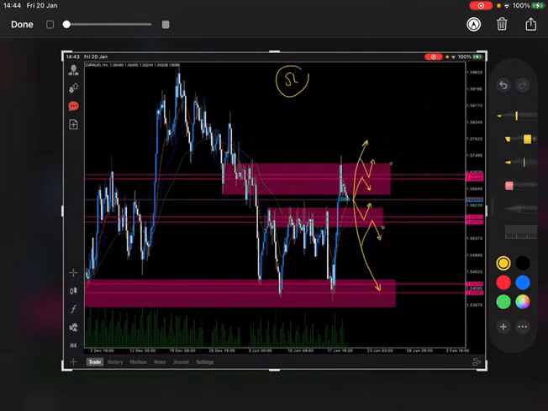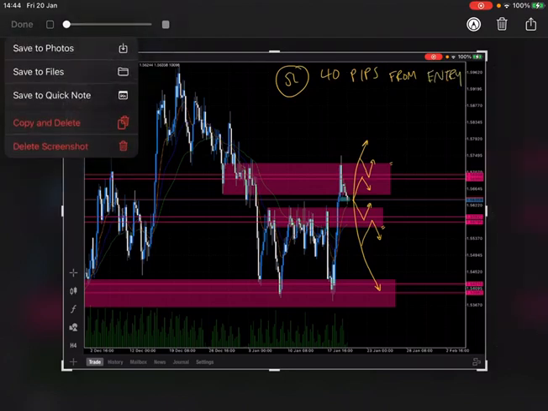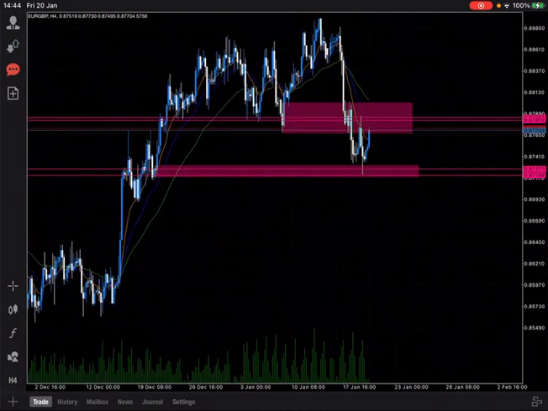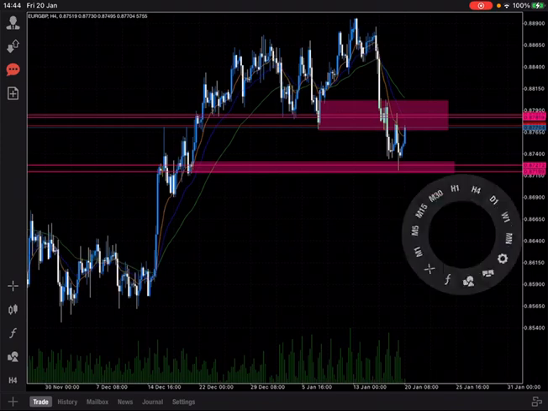Okay, where do you say your SLs? 40 pips from entry. Okay, so like this, to allow some movements. Now we go to EG, our last pair.